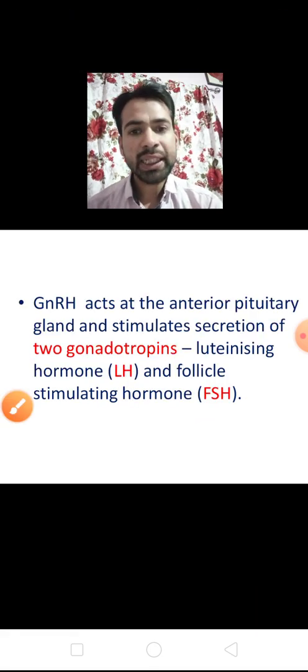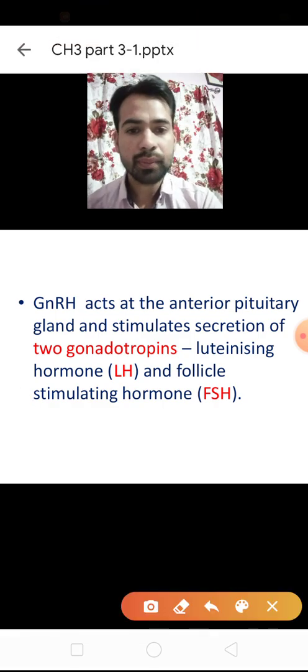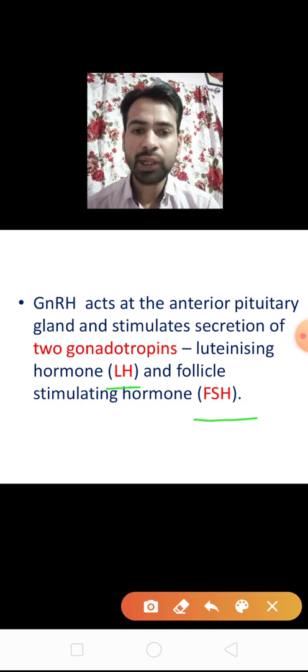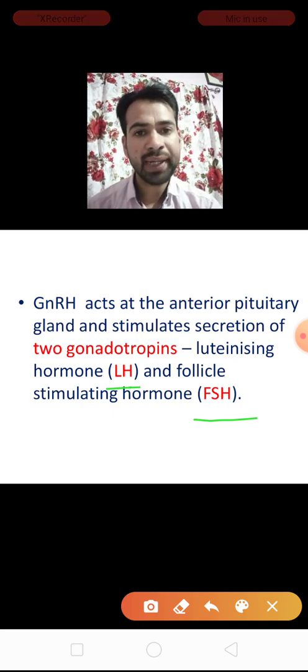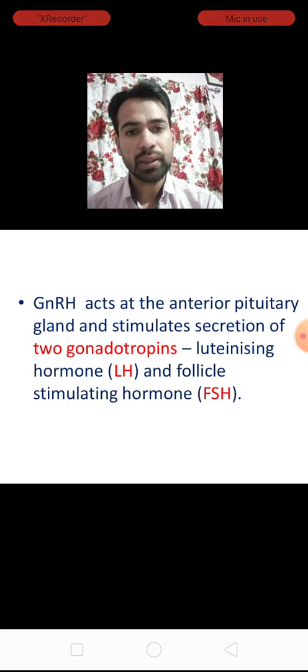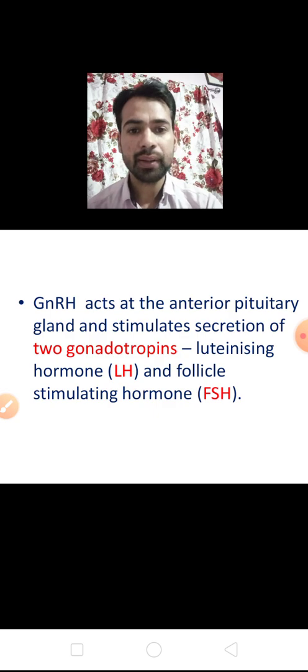Now this GnRH, that is gonadotropin releasing hormone, is of two types. Number one LH and number two FSH. LH, that is luteinizing hormone, and FSH, that is follicle stimulating hormone. These two hormones increase at the age of puberty and the process of secretion of sperms takes place. Clear?